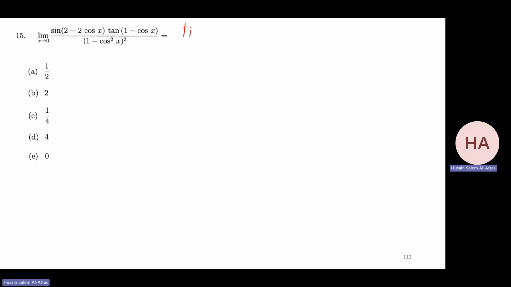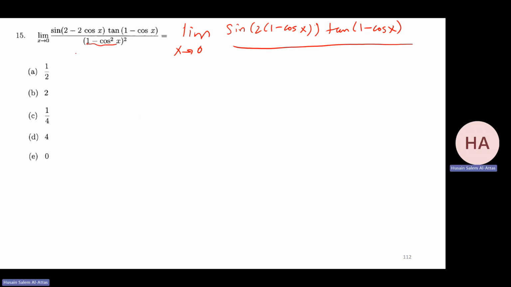This is a little bit complicated in the calculation. It's not that difficult. This is sine 2, 1 minus cosine x. Oops. Times tan 1 minus cosine x. And this one is what? 1 minus cosine, 1 plus cosine, the difference of squares, all squared. Or I can make it 1 minus cosine x, 1 minus cosine x. I'll distribute them among those. And this, I will leave it as is, all squared.